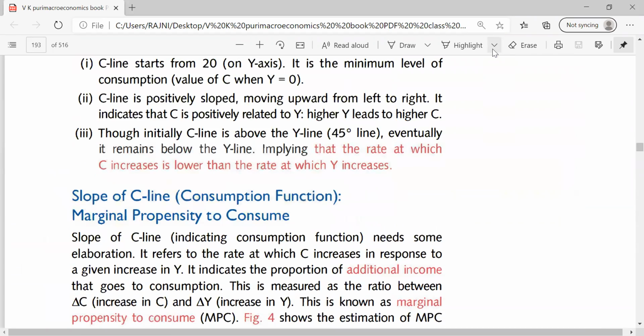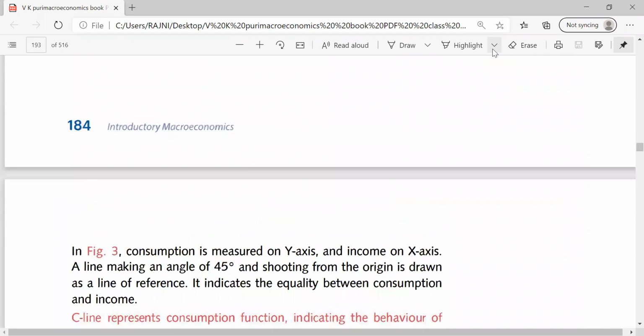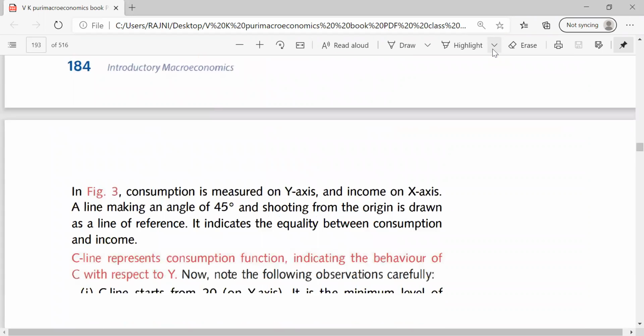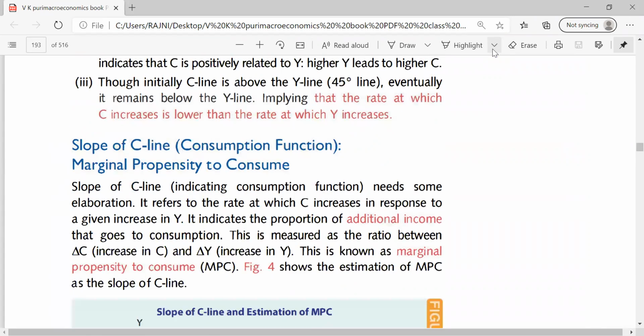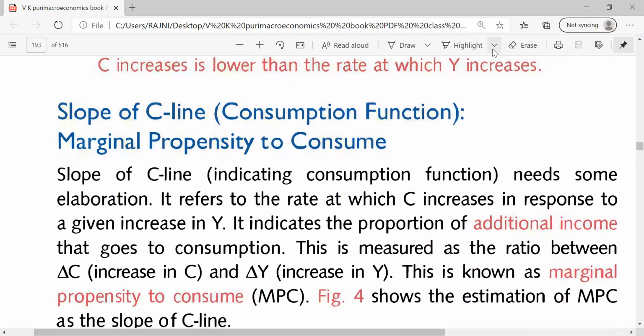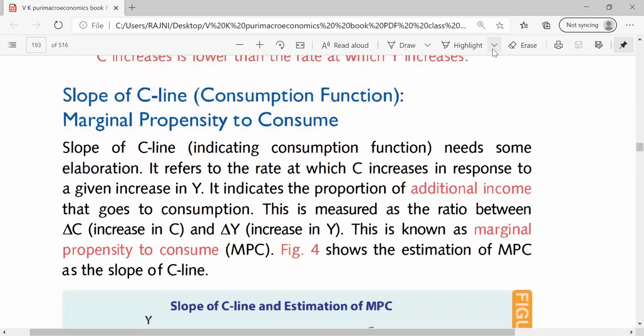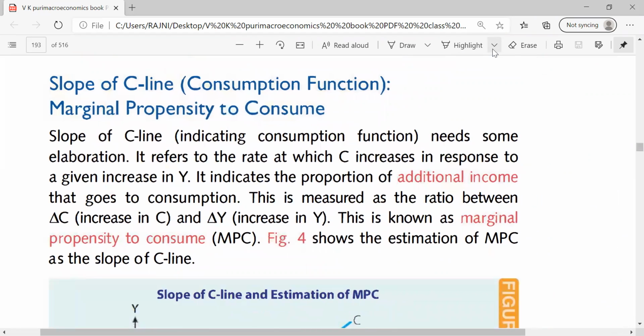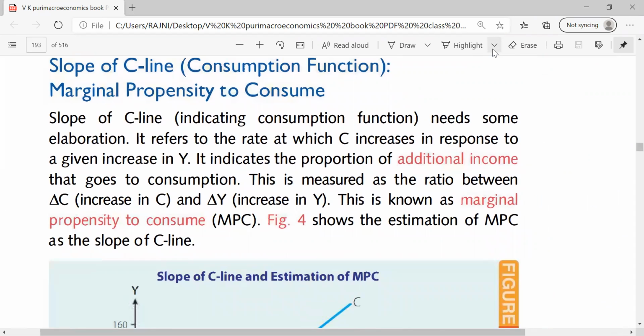Now the question arises: what is the slope of the consumption function, or the slope of the C line? Simply, it is also known as the marginal propensity to consume. As we have studied about the slope of the demand curve and the slope of the supply curve in microeconomics, we will also study here the slope of the consumption function, as well as in the later topics of this chapter. This is also known as the marginal propensity to consume.